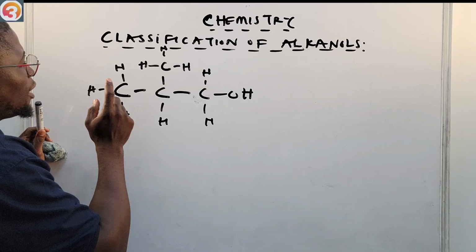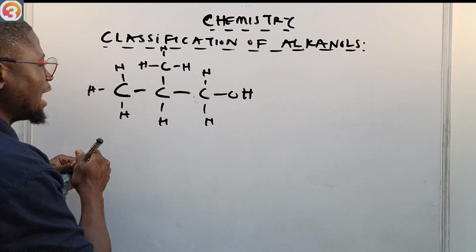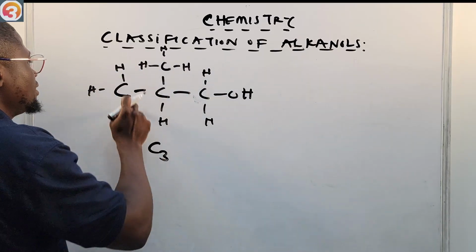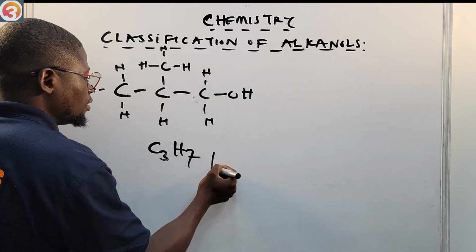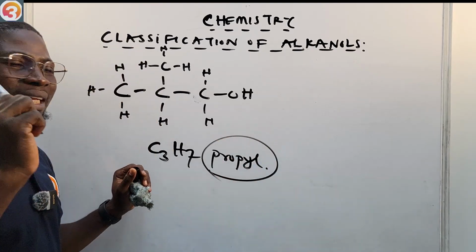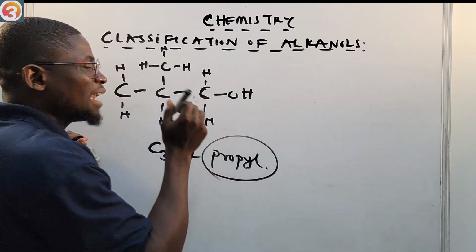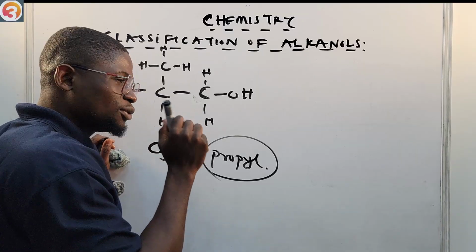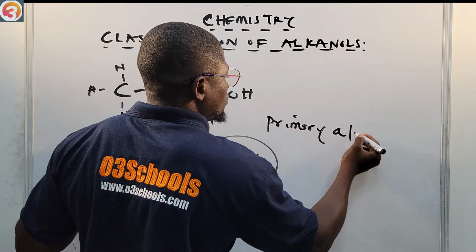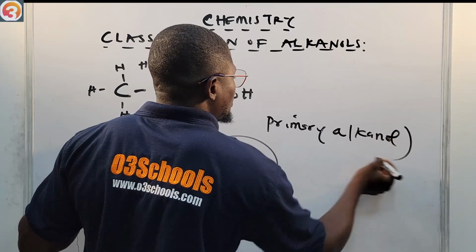Yes. The alkyl group has 1, 2, 3 carbons, that's C3. How many hydrogen atoms? 1, 2, 3, 4, 5, 6, 7. C3H7, which is what? A propyl group. So it has only one alkyl group directly bonded to it. All right, for that sole reason, this is what? A primary alkanol.